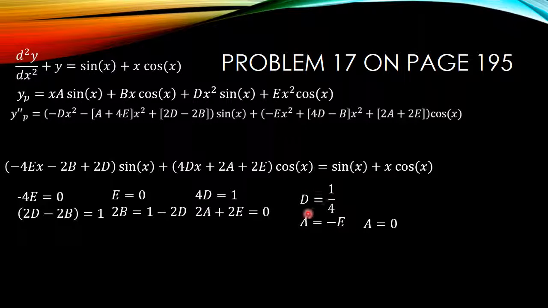So now I can take this d equals 1/4 and plug it back in to here. 1/4 times 2 is 1/2. 1/2 minus 1 is minus 1/2. Divided by 2 is minus 1/4. So b has to equal 1/4.